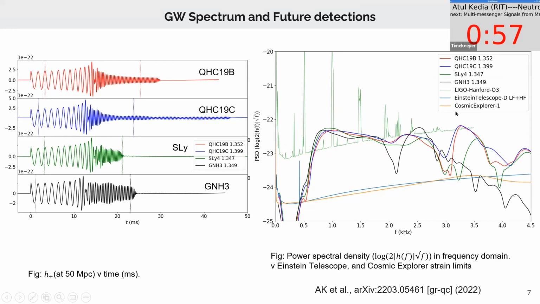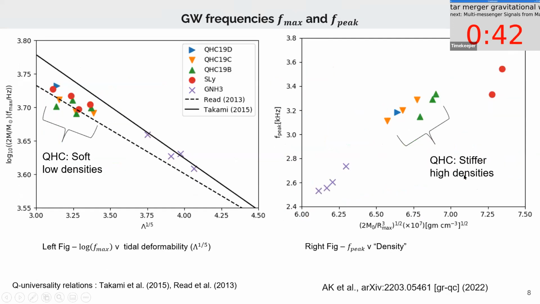So LIGO may not be able to observe it, but the next-generation gravitational wave interferometers, ET and Cosmic Explorer, that we heard a bit about in the last talk and yesterday as well, would definitely be able to see these features. Now, before my conclusion, I want to mention that the pre-merger and post-merger frequencies can be constrained with some other observable quantities.